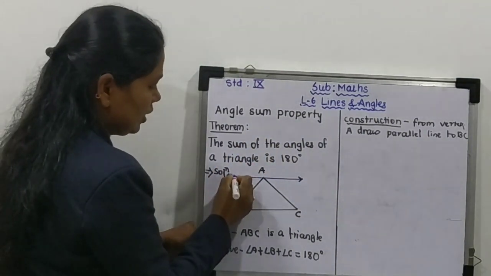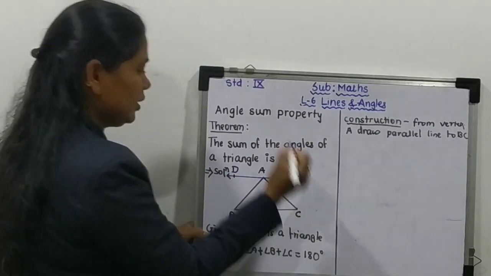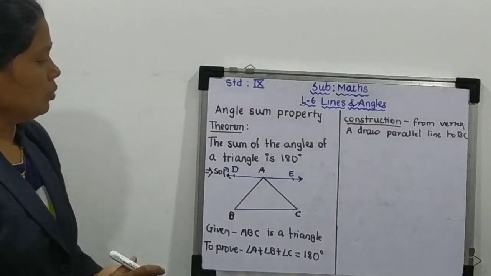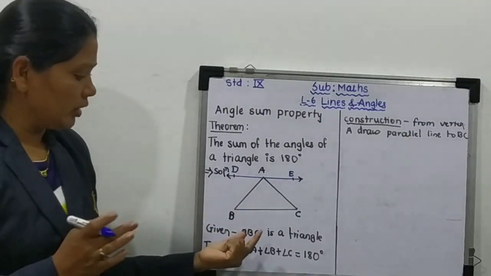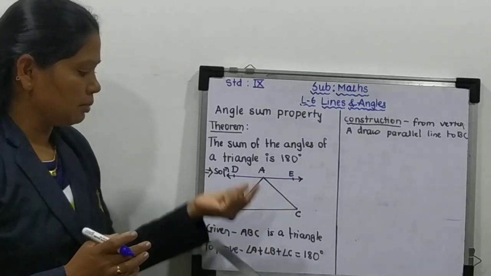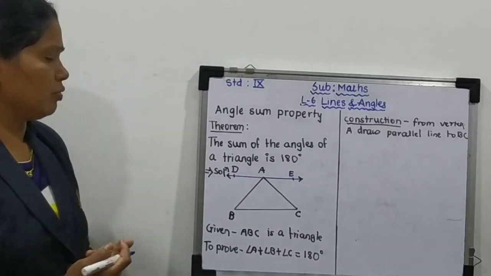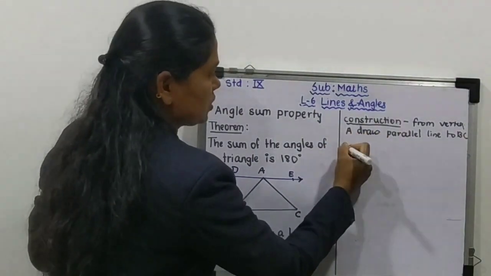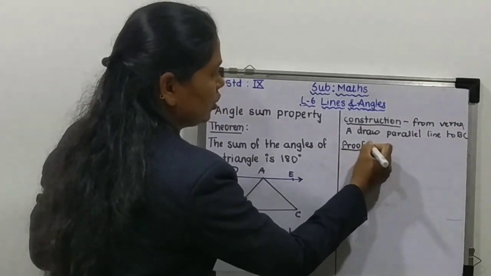Right? So I labeled it as D and E. Understood this one? Now what? Our aim is what? Our focus should be where? Angle A plus angle B plus C equals to 180 degree. How will we get that one? Now as we have done the construction, do we get any idea from that to do this proof?